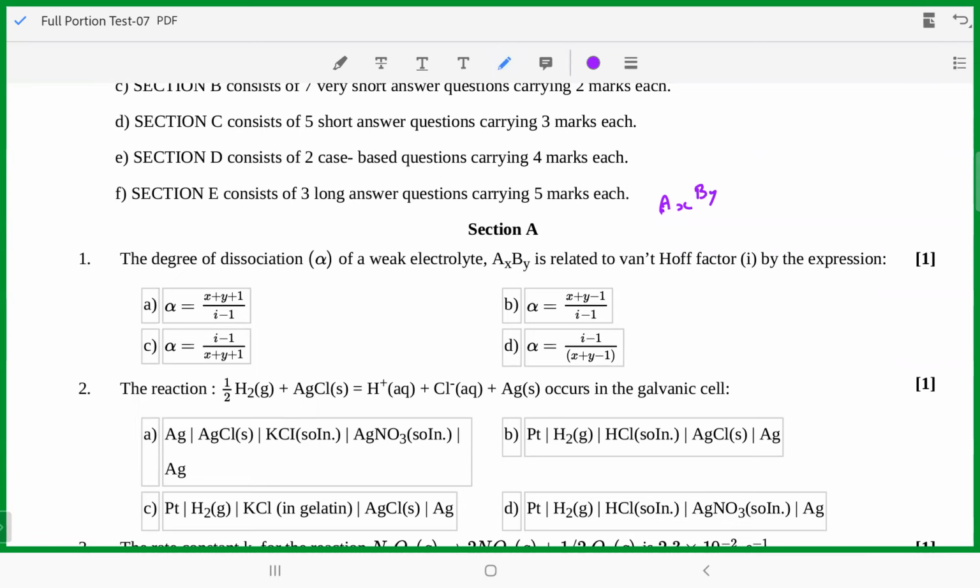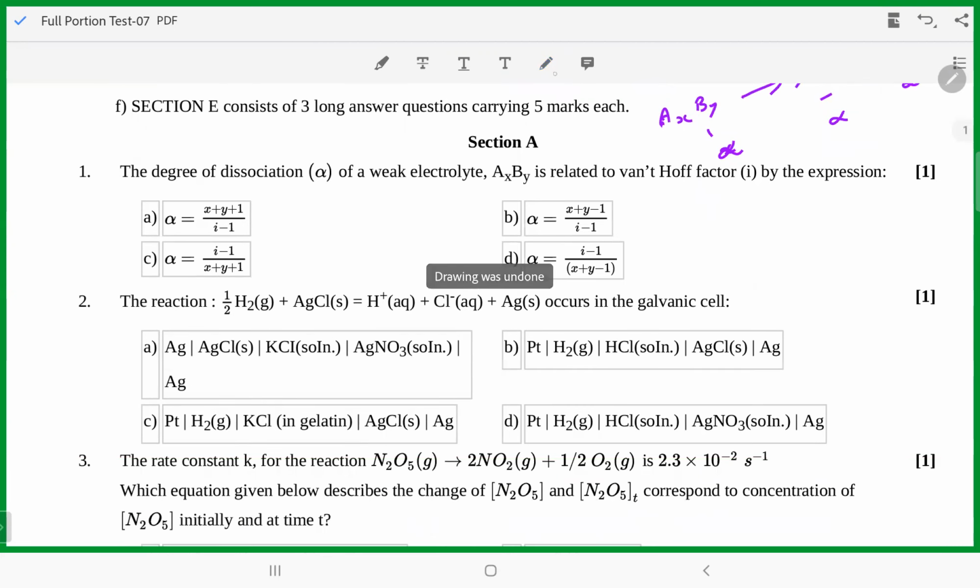AxBy will give x moles of A to the power y plus, and y moles of B to the power x minus. First you take 1 mole of this, and the products are 0, 0. Then alpha moles dissociate and give x alpha moles of A and y alpha moles of B. After some time, the concentration will be 1 minus alpha, x alpha, and then y alpha.